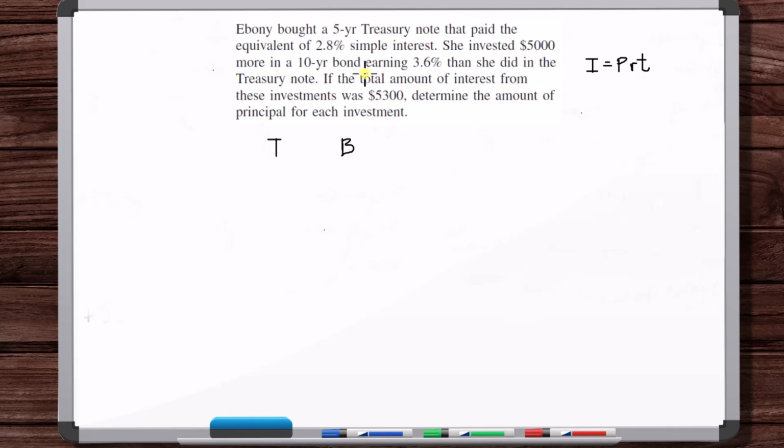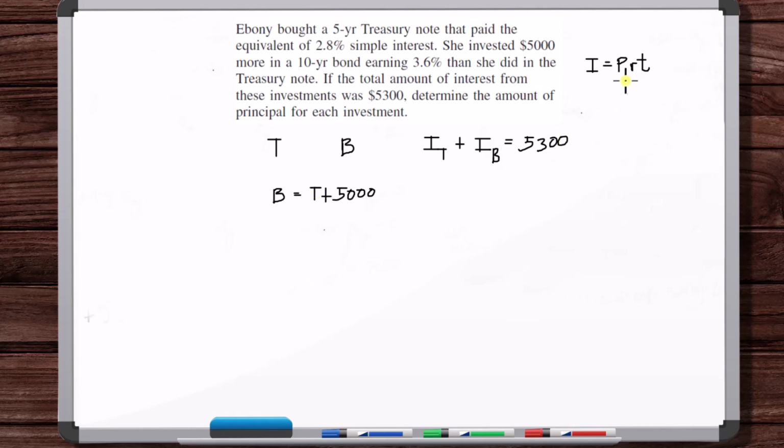The total amount of interest from these investments: the interest from the treasury note plus the interest from the bond is equal to $5,300. What else? She invested $5,000 more in the bond than she did in the treasury note. So the bond amount is the treasury note amount plus $5,000.